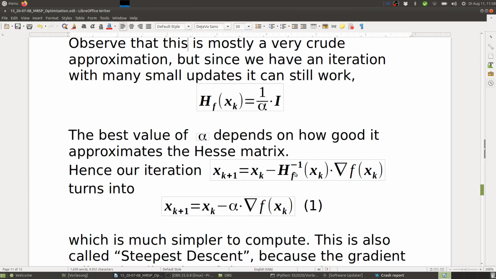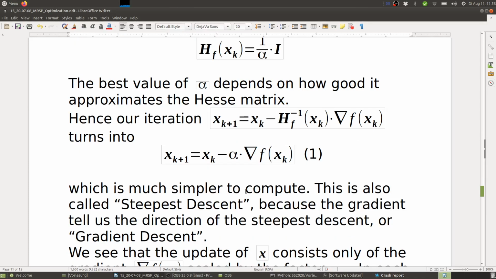So our iteration with the inverse Hesse matrix now turns into simply this update. Instead of computing this inverse Hesse matrix and multiplying it with the gradient, we now have this float value alpha, and multiply it with this gradient vector. So this is a lot simpler, right? We simply ignore this Hesse matrix basically and replace it by this float value.